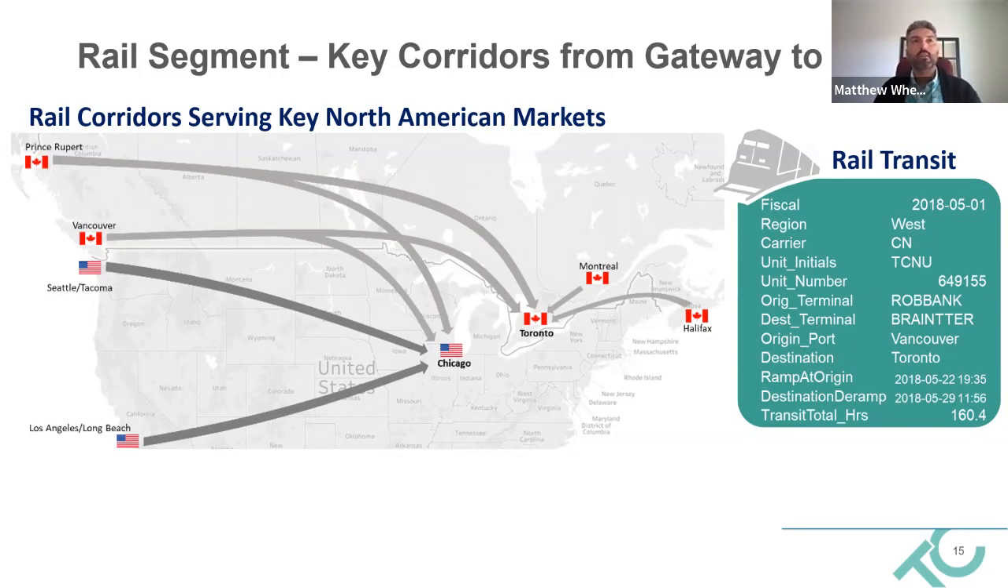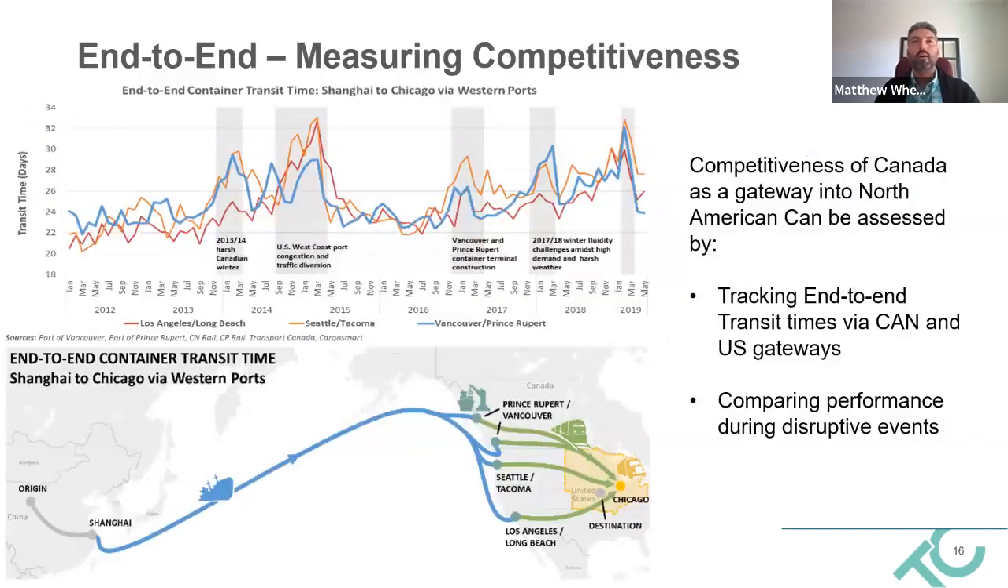So you can see key supply chains or key corridors that we focus on are the West Coast ports in Canada and the US, so Prince Rupert, Vancouver, Seattle, Tacoma, and Long Beach, as well as Montreal and Halifax in the east. And they're key inland destination markets in Canada and the US, mainly Toronto and Chicago. So we take these three segments of the intermodal supply chain, the marine, the port dwell, and the rail transit, and we get a final end-to-end measure.